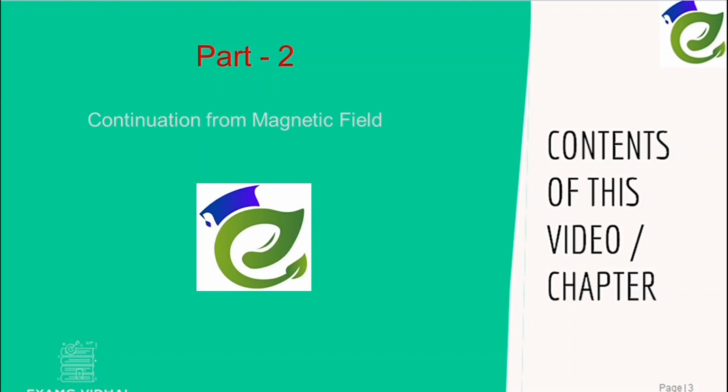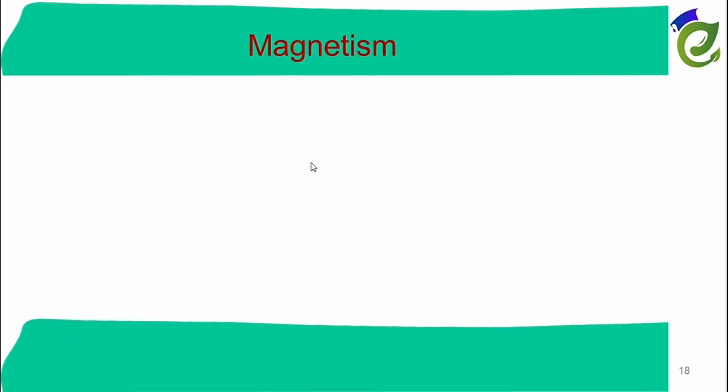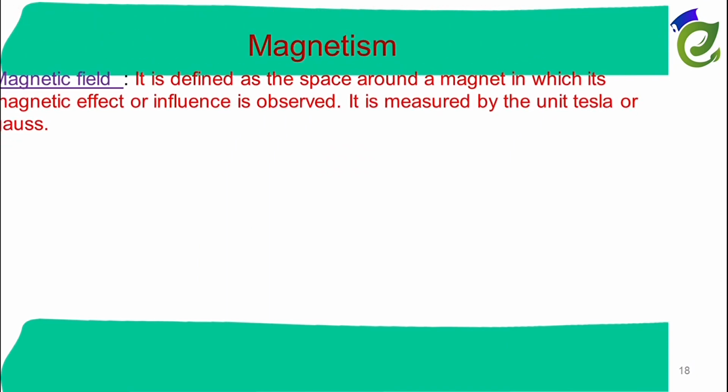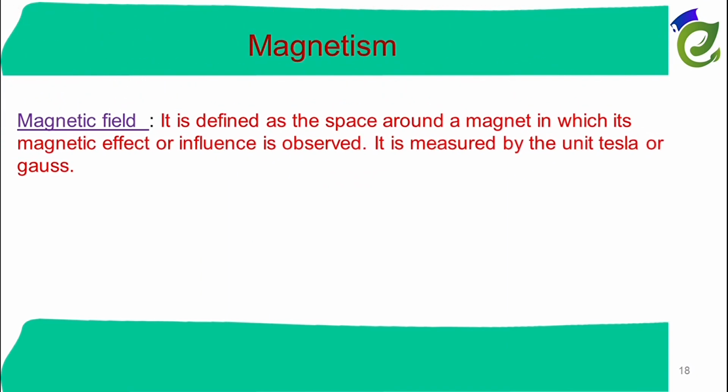In this video, we'll be discussing the continuation of magnetic field. Guys, now we are entering into a new subtopic. It is magnetic field. It is defined as the space around a magnet in which its magnetic effect or influence is observed. So what does it mean? It means the space around the magnet till which the magnetic force can be felt or experienced is known as magnetic field. It is measured by the units Tesla or Gauss.